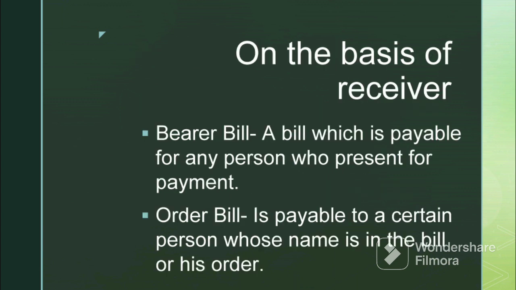On the basis of receiver, a bill of exchange can be of two types, bearer bill and order bill. Bearer bill is a bill the amount of which is payable to any person who presents it for payment. That means whoever is presenting the bill of exchange for payment, the amount will be given to that particular person. That is called bearer bill. Order bill is a bill of exchange which is payable to a certain person whose name is in the bill or his order. So, in order to get the amount, his name should be mentioned in the bill.